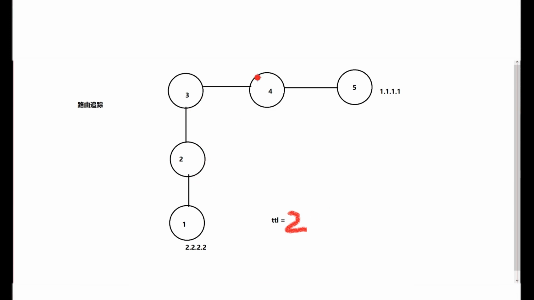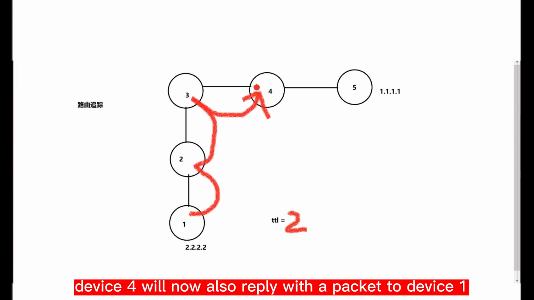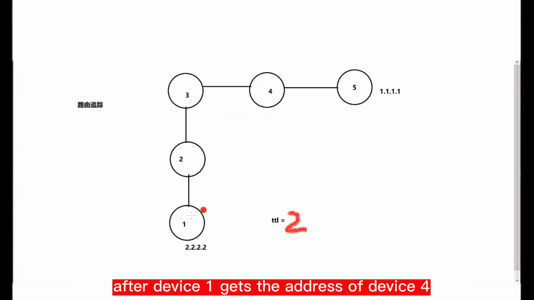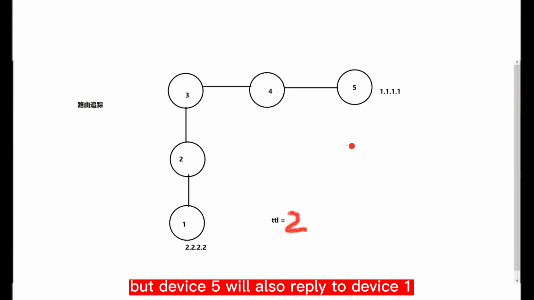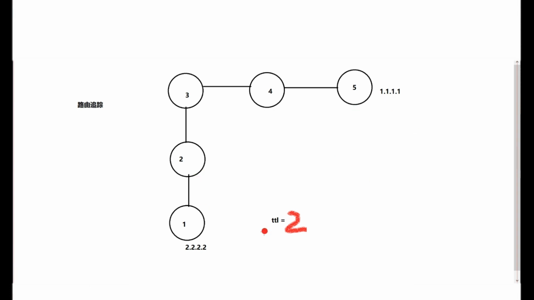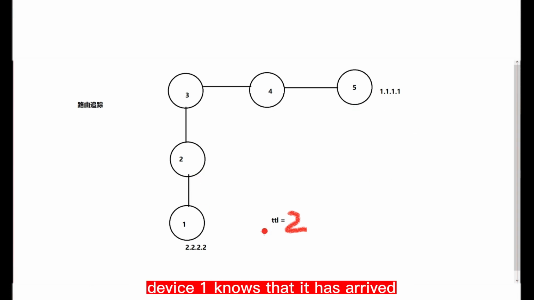Next, TTL is equal to 3. It arrives at device 4 here. Device 4 will now also reply with a packet to device 1. After device 1 gets the address of device 4, then go on down to device 5. This is the destination. The message is also over. But device 5 will also reply to device 1. Device 1 knows that it has arrived.